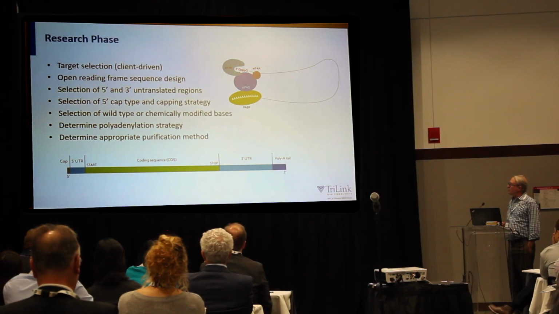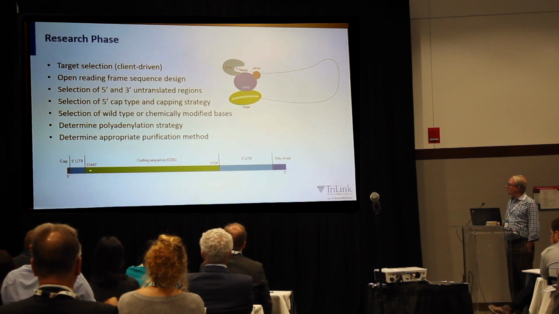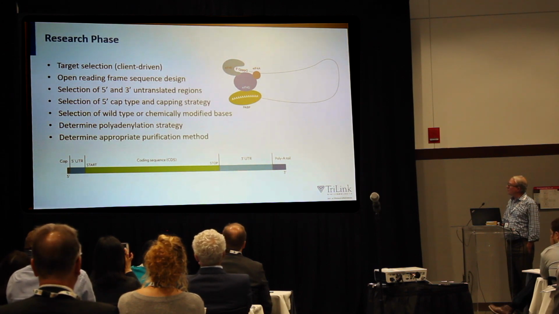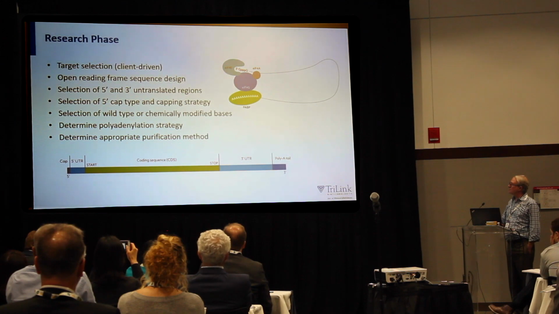So during the research phase, the client is generally providing the selection of the target. At that point, the open reading frame is designed, and we'll talk a little bit more about that later. We'll select the 5' untranslated region upstream of the start codon, 3' untranslated region downstream of the stop codon, and this is the open reading frame or the coding sequence here. So at this point, we'll select whether or not we want to use wild type or modified bases, and this may require some experimentation in your model system. We'll determine the polyadenylation strategy and the appropriate purification method.